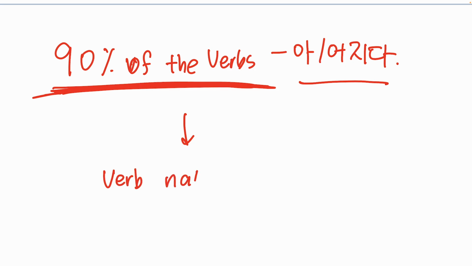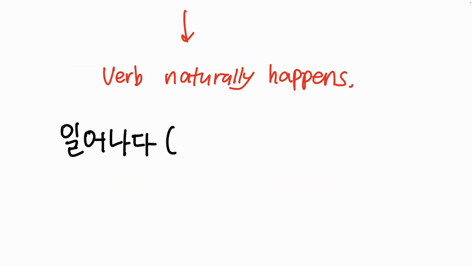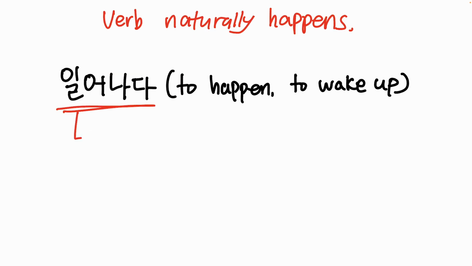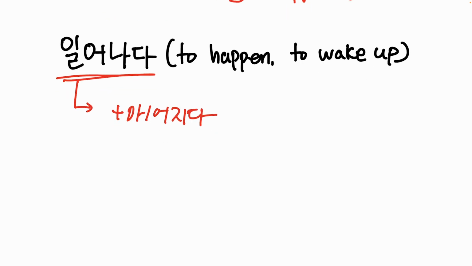Verb naturally happens. So for example, guys, 일어나다 means for something to happen or for someone to wake up. This is an intransitive verb. And 일어나다 can be attached to 지다 to mean 일어나다 naturally happens. Waking up naturally happens.